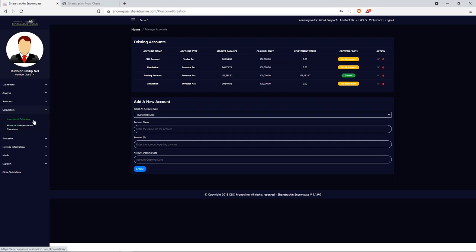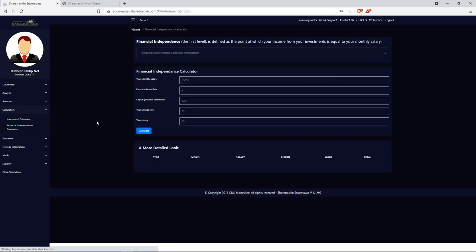Calculators: the investment calculator, we will go through in session two. And then the financial independence calculator basically shows you how long you will take to reach financial independence if you start trading on the stock markets. So if my monthly income, let's say, is 10,000 per month, with a future inflation rate of 6% per year, so it's a 6% increase every year, and capital that I have saved until now. So let's say I have saved 50,000 rand so far up until now.